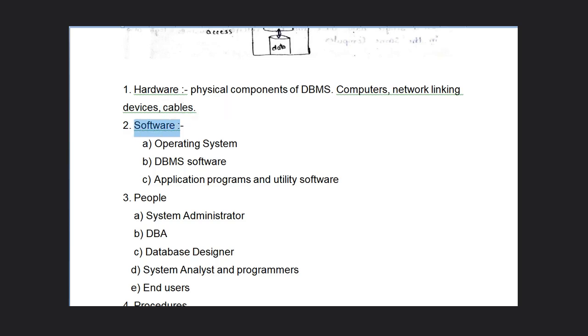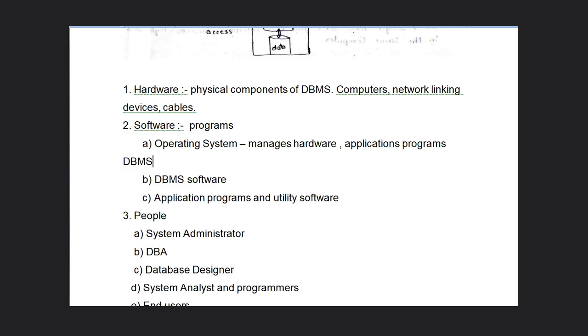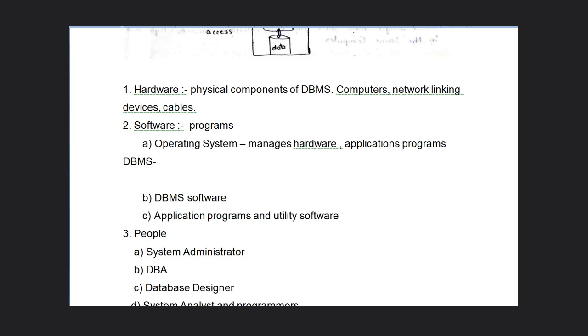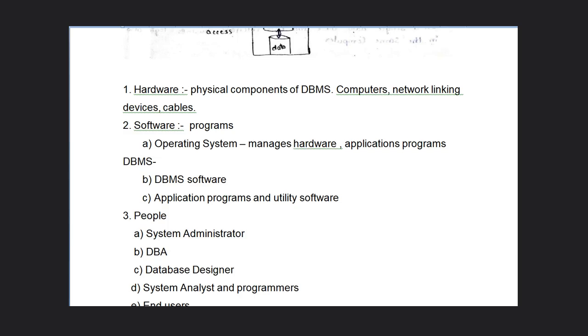Next one, software. Software means programs. The programs used in maintaining a database management system are classified into three types. First one is the operating system. The operating system manages the hardware, application programs and DBMS software. In order to install or maintain the DBMS software, an operating system is essential. Without an operating system we cannot install any software. The operating system is a master control program which manages the hardware devices and the application programs under the DBMS software.